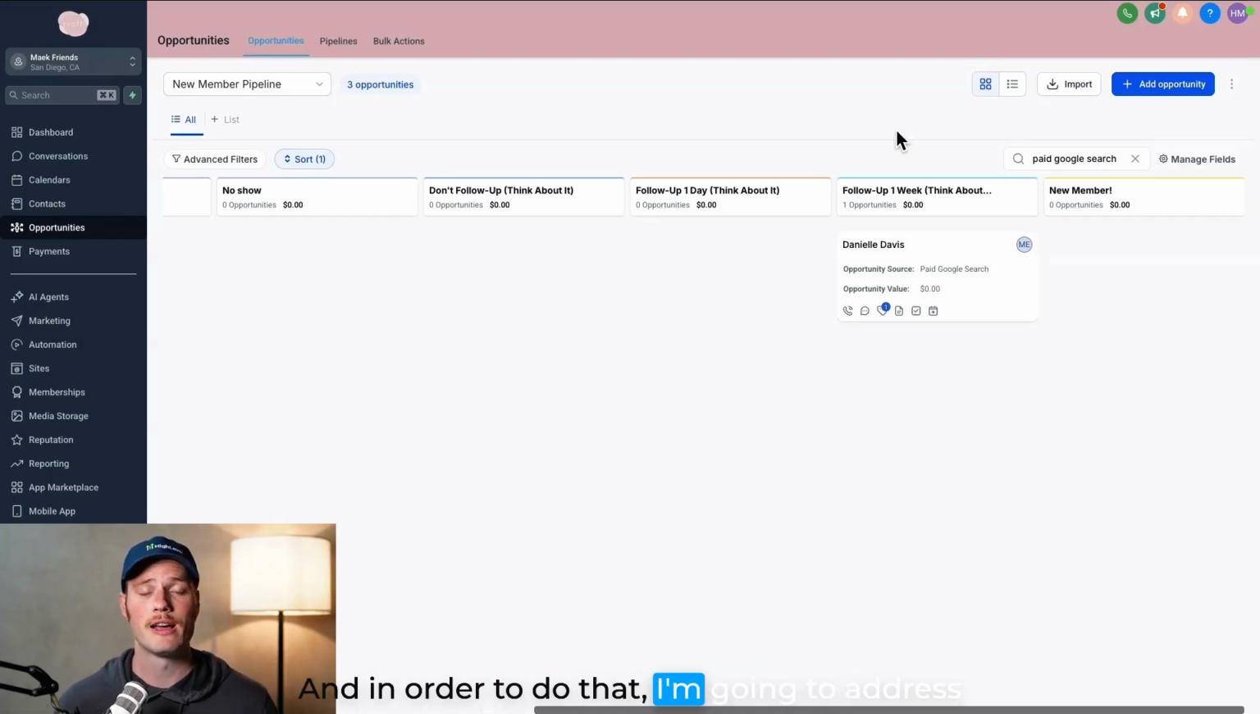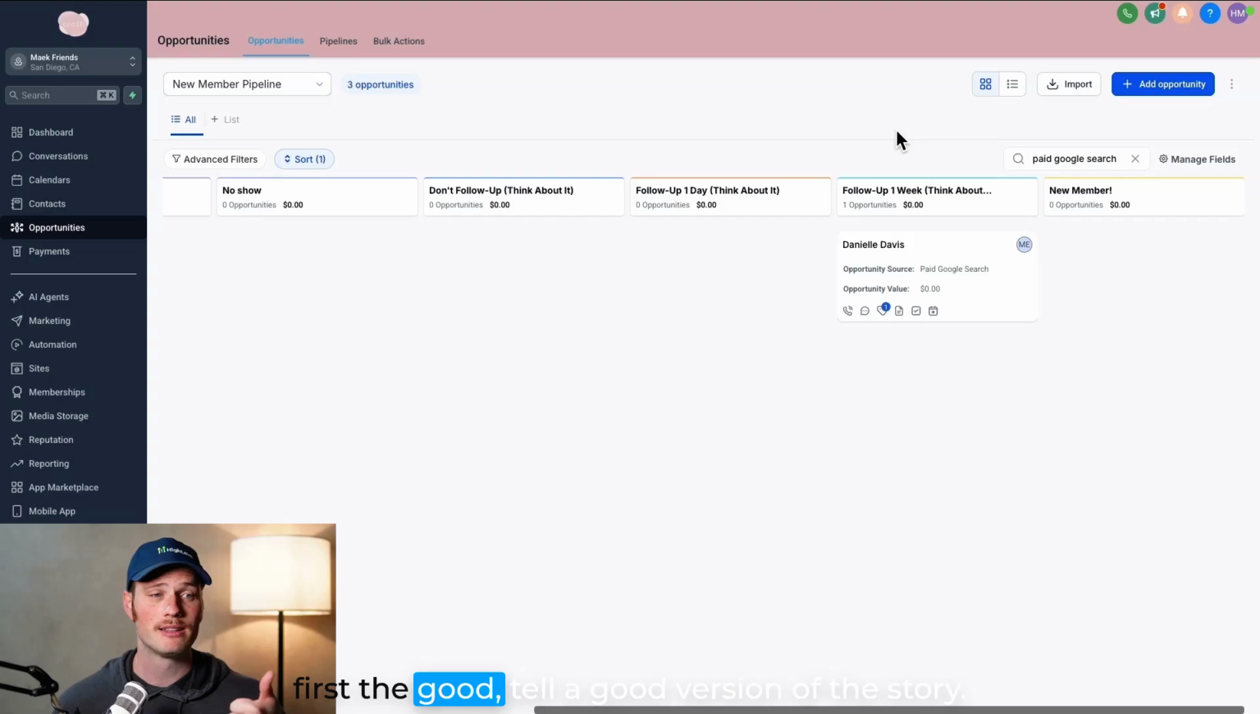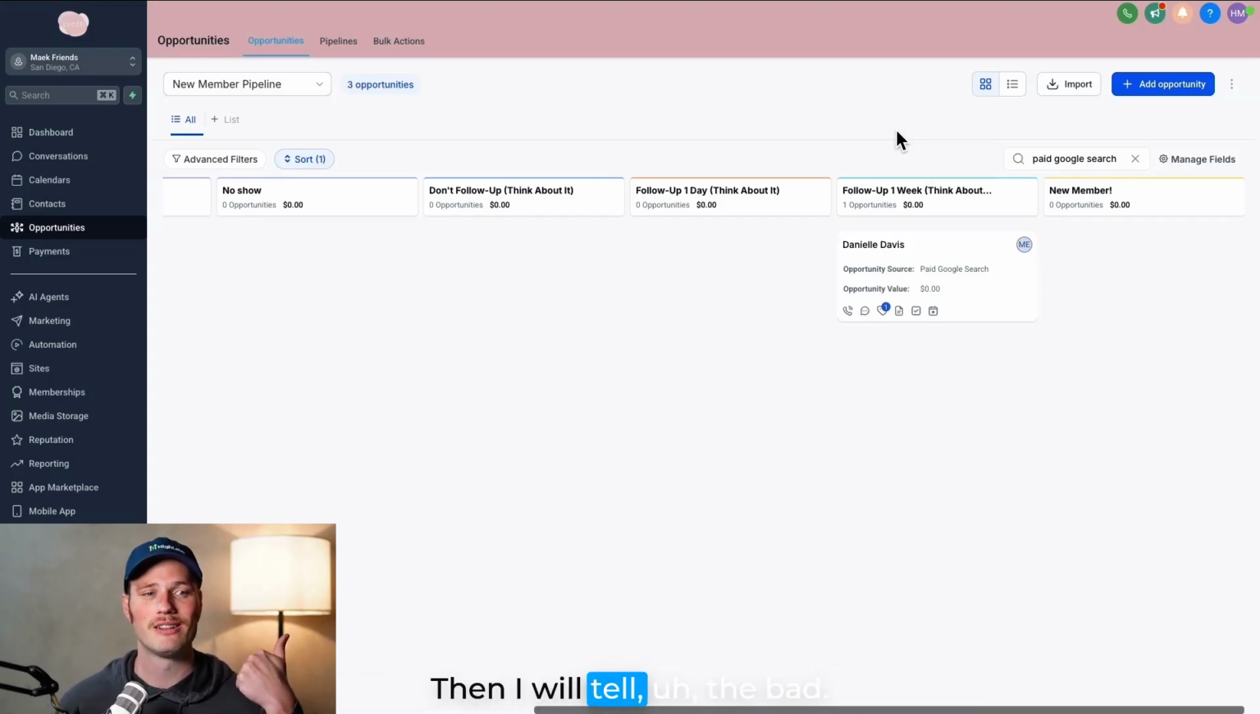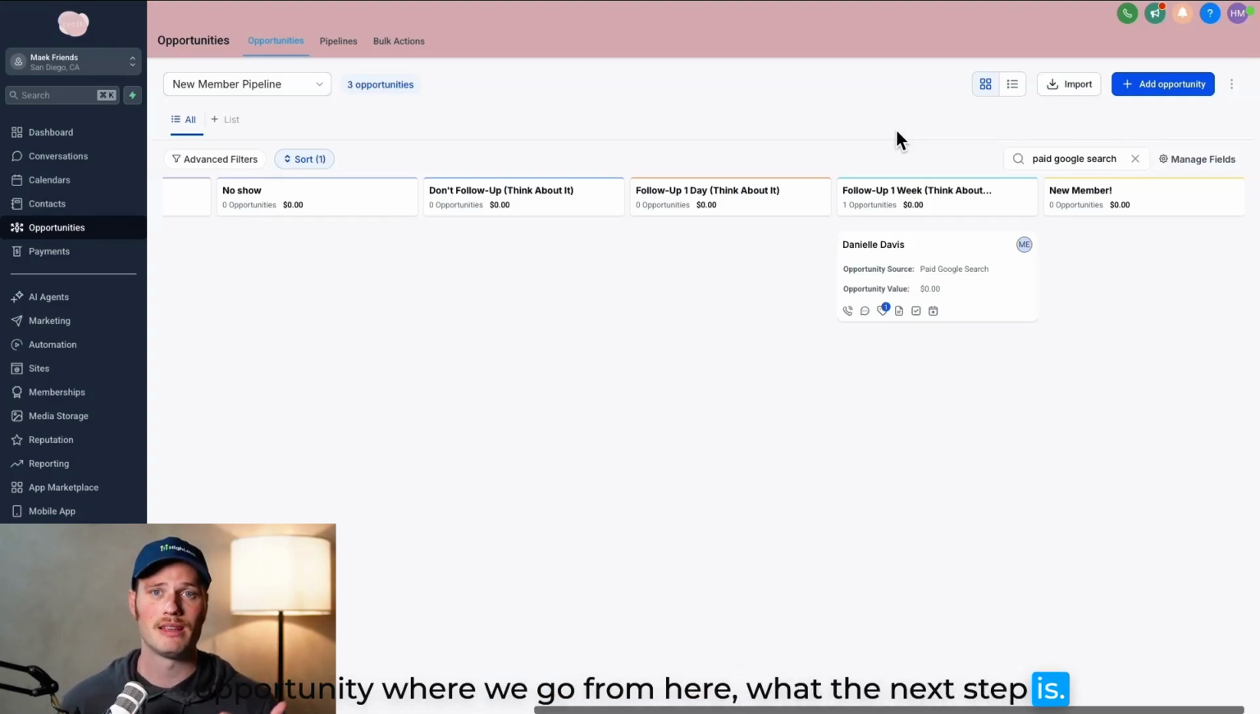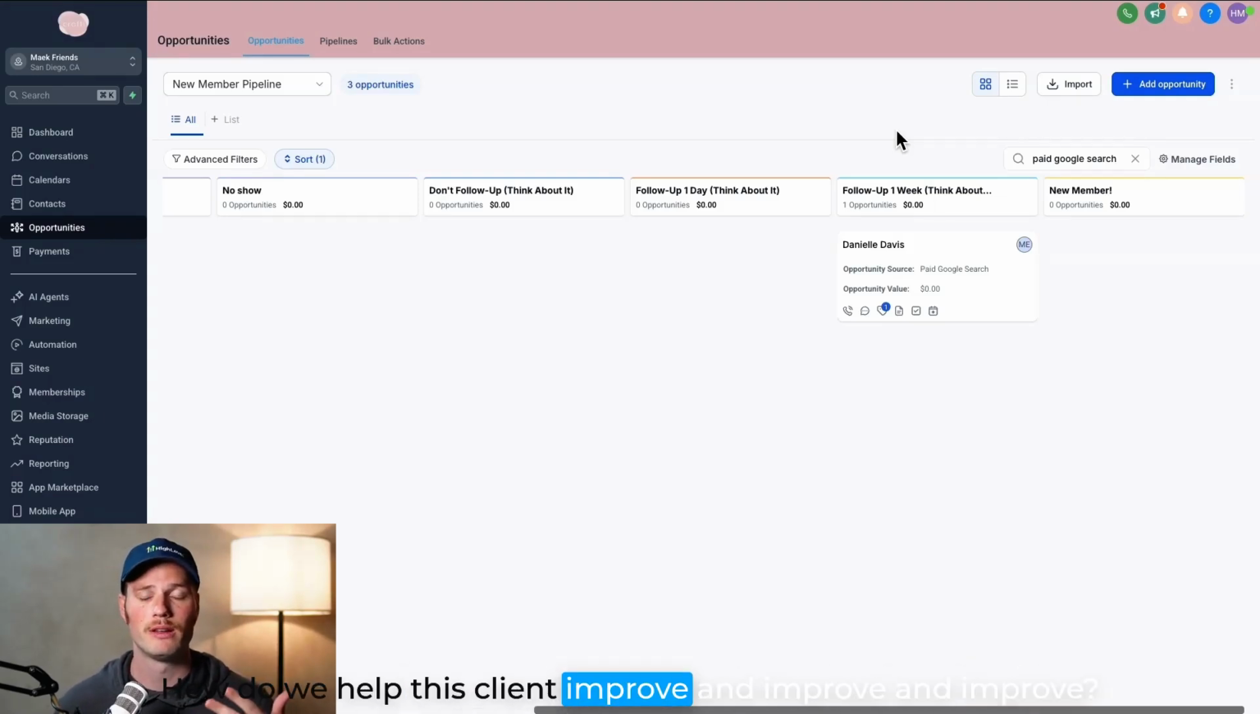And in order to do that, I am going to address first the good, tell a good version of the story, then I will tell the bad. Let's talk about the bad aspects of the story, and then the opportunity, where we go from here, what the next step is, how do we help this client improve and improve and improve.